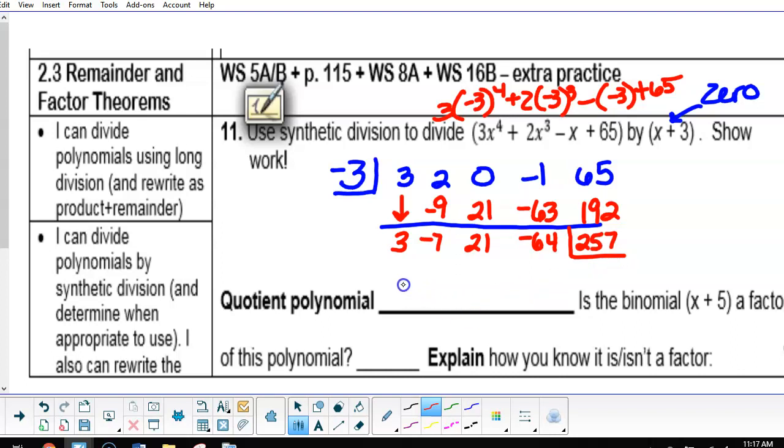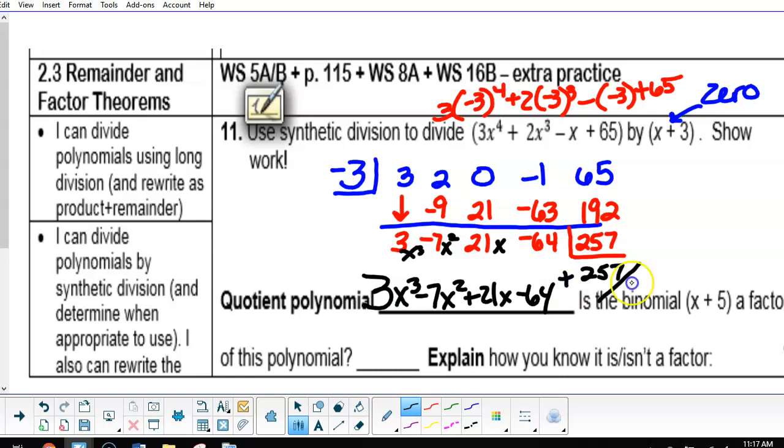Okay, the quotient polynomial. So I want to know what this is. What does this mean, guys? That's a constant, x squared, x cubed. Anybody? 3x cubed minus 7x squared plus 21x minus 64 plus 257 over, what did we divide by? X plus 3. Really should use a flat fraction bar. I hate those kind of fraction bars, but I ran out of room.